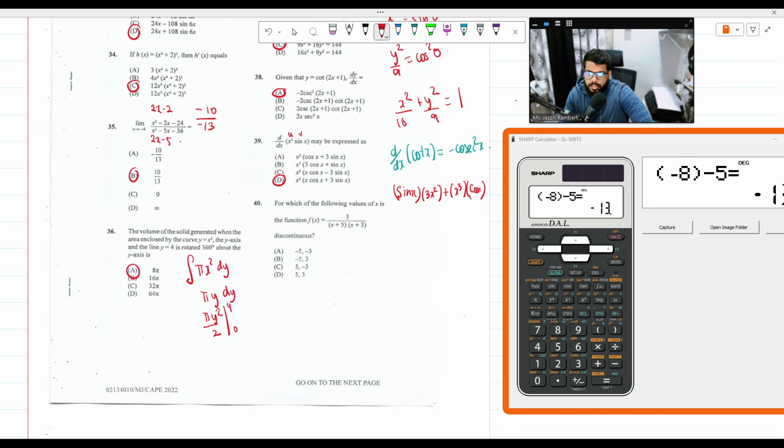Alright, so now I got the x by the cosine here. For which of the following values of x is the function discontinuous? Minus 5 and minus 3. Just put the denominator equal to 0 and solve. Minus 5 and minus 3.